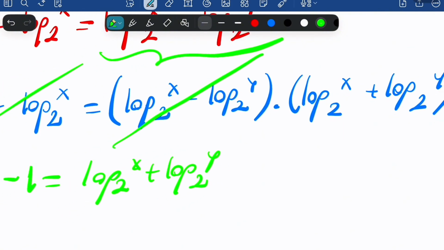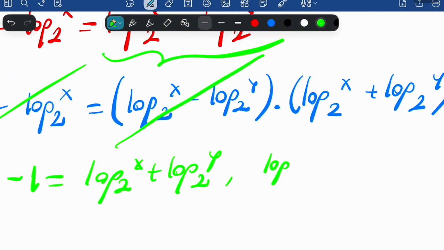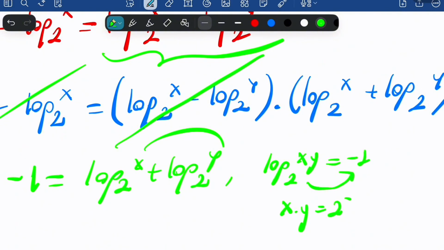If I continue right away, log base 2 of the product x times y equals minus 1. The logarithm goes to the power, so the expression we call x times y would be 2 to the power of minus 1, that is, 1 over 2.